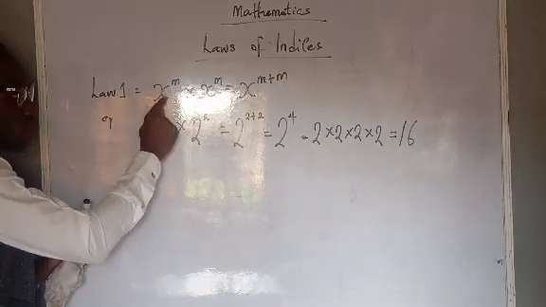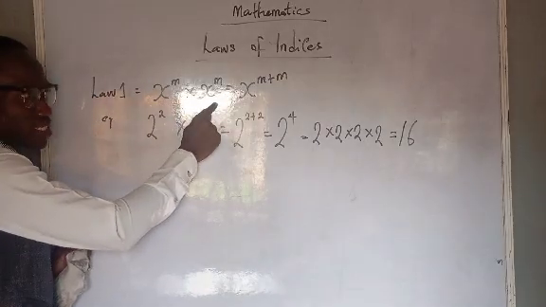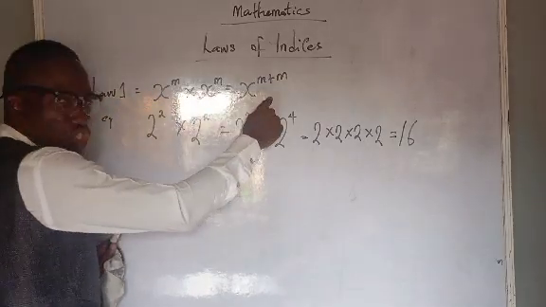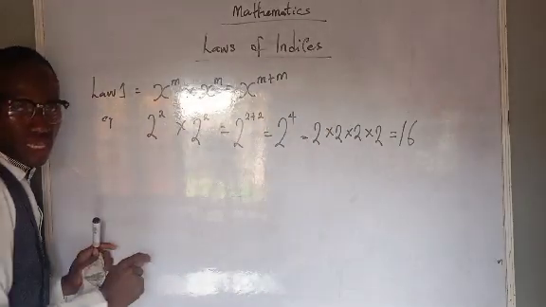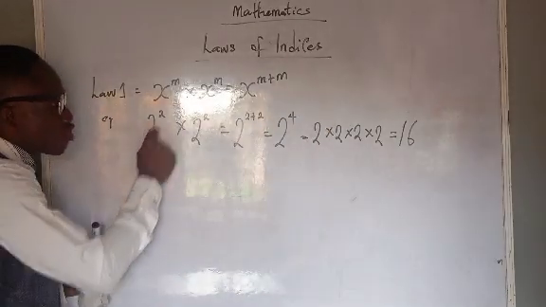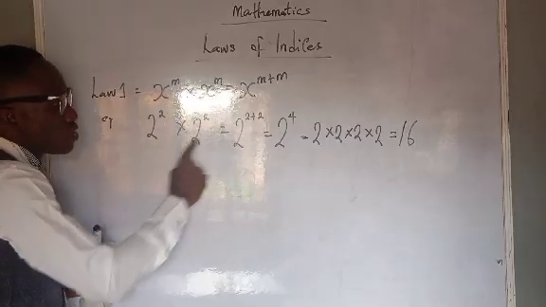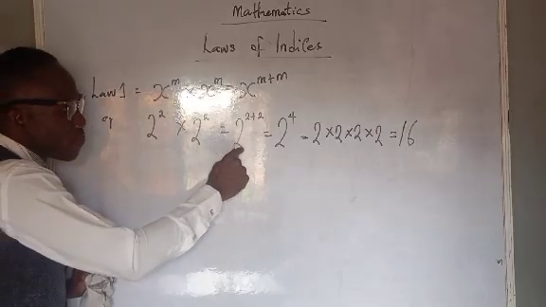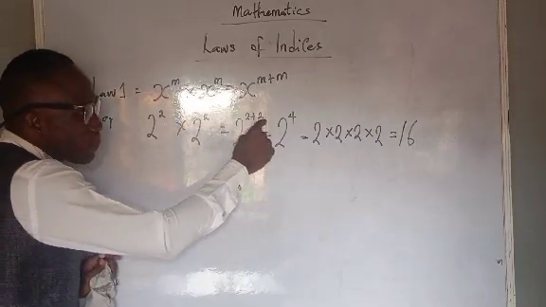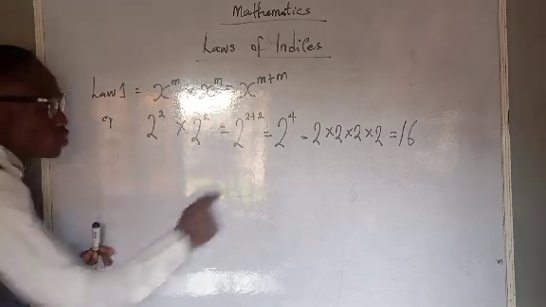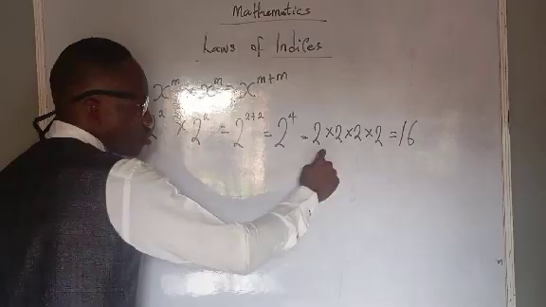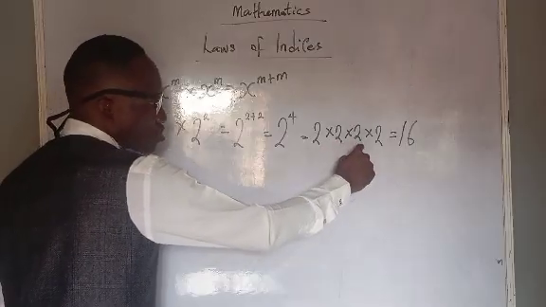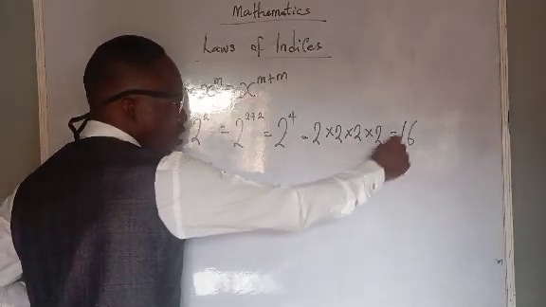Okay? I come back again. Law 1. When you have the multiplication sign, it gives you what? Addition. You add the powers. Remember, the base must be the same. So when I have 2 raised to the power of 2 times 2 raised to the power of 2, the bases are the same. So I pick one of the bases and I add the powers thereof, which will give me what? 2 raised to the power of what? 4. So I have 2 times 2 times 2 times 2, which will give me what? 16.